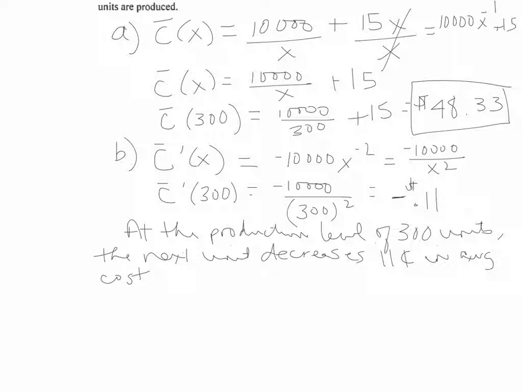So if you look at the C part, it says use the results from A and B to estimate the average cost per unit if you're making 301. Now, you could do it a couple of different ways. What do you think might be a quick way to figure it out? If I know that the average cost of 300 units is $48.33, which I just found in A, and I know if I make another unit, my average cost should decrease by 11 cents, what's going to be the average cost on the 301st unit?